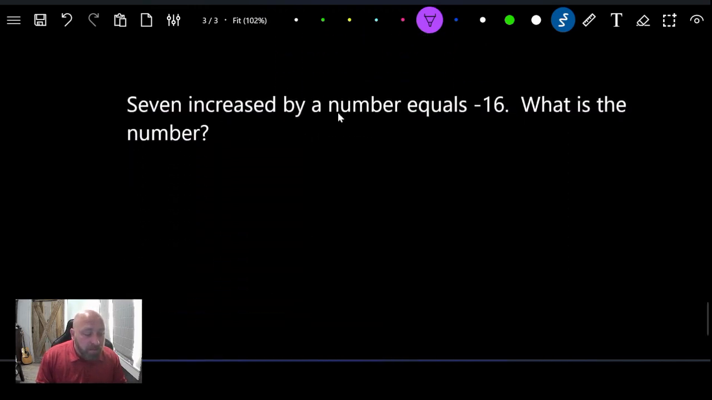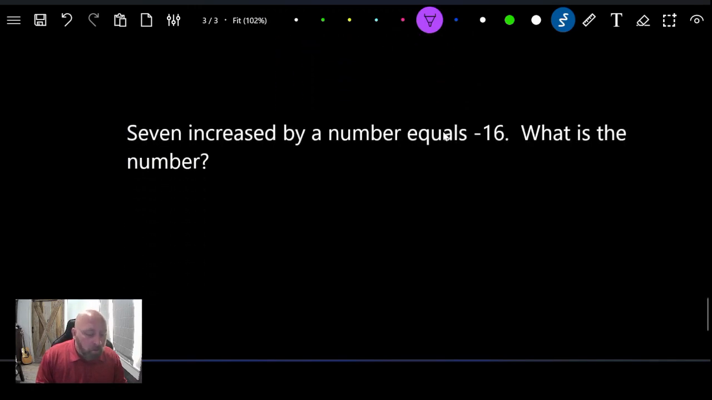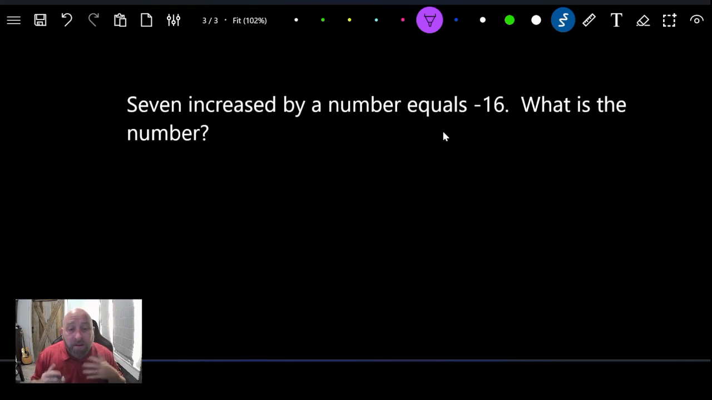7 increased by a number equals 16. What is the number? So we read it. Now we want to represent. In this step, we're looking for, okay, what is the variable? What's the x here? What are we missing? So 7 increased by a number. What is that, by a number? Well, this is a number that we don't know, or else it would have said 7 increased by 3 or something like that. So this right here is our x.